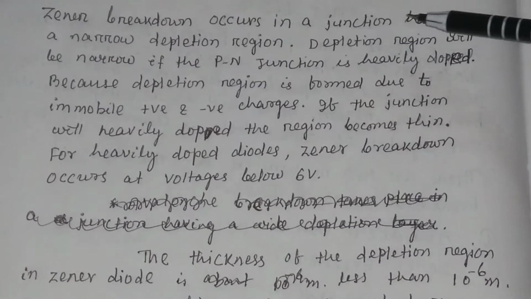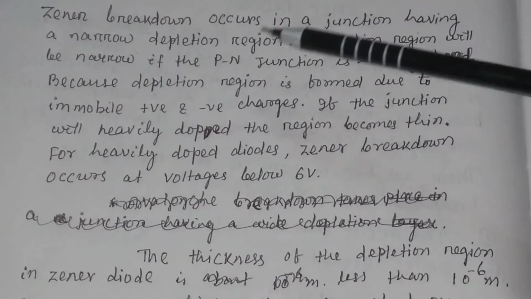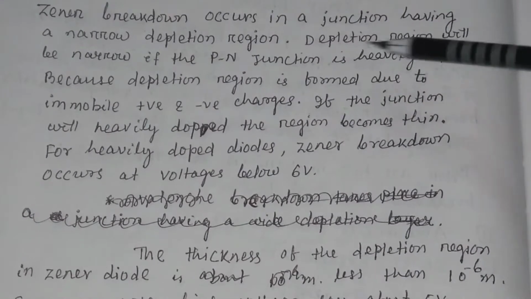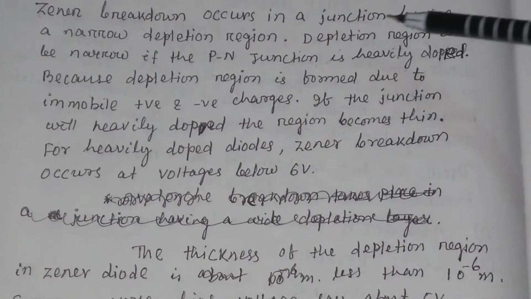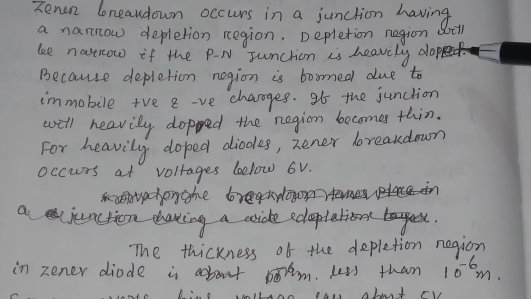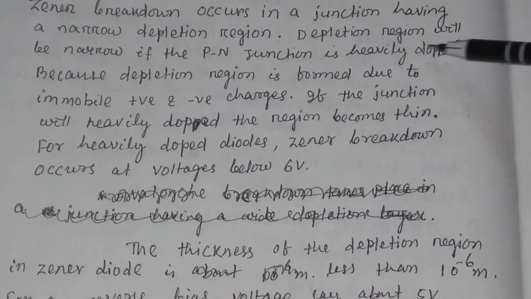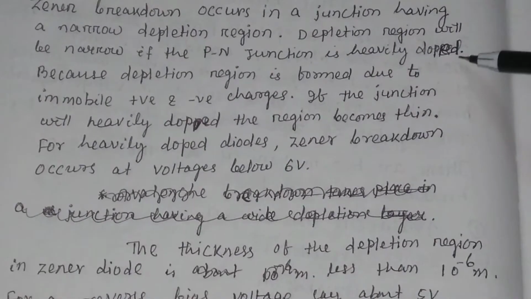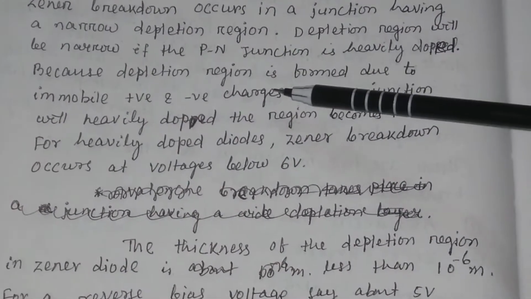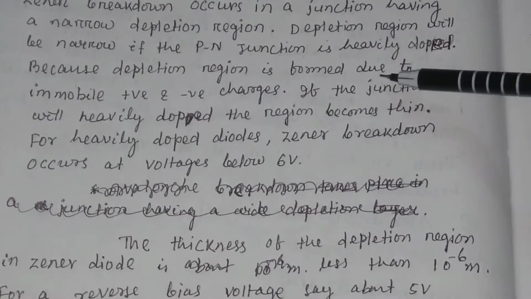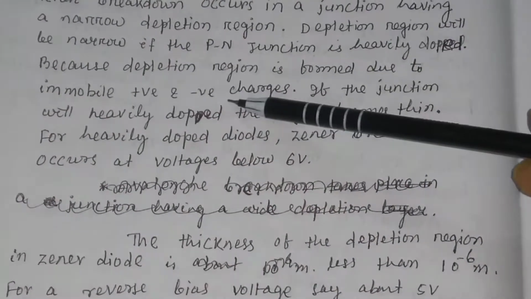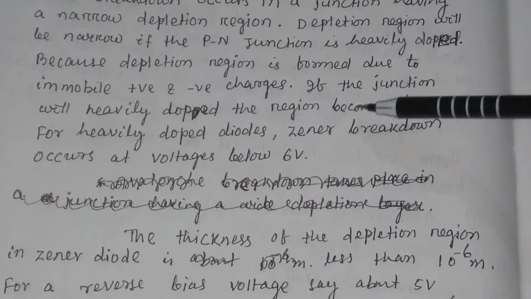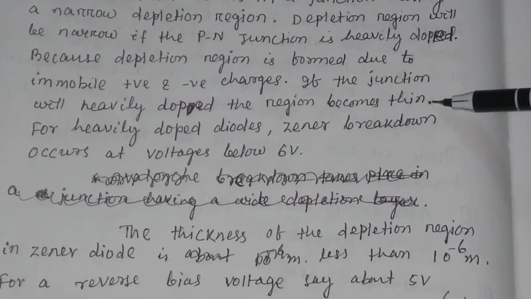Zener breakdown occurs in a junction having a narrow depletion region. Depletion region will be narrow if the PN junction is heavily doped. Remember, depletion region will be narrow if the PN junction is heavily doped, because depletion region is formed due to immobile positive and negative charges. If the junction is heavily doped, the region becomes thin.